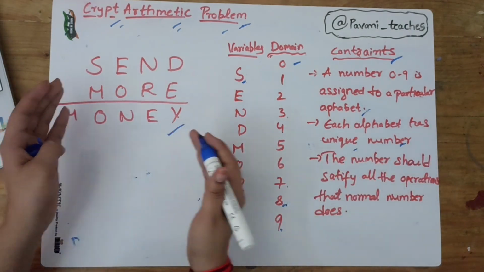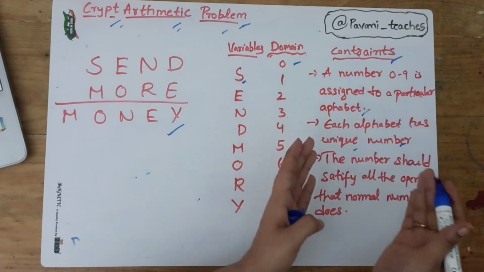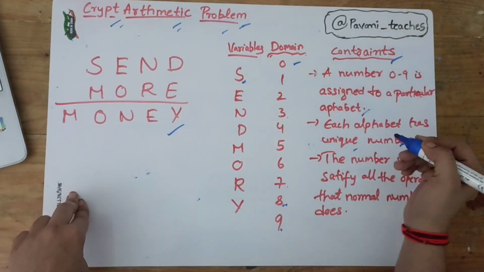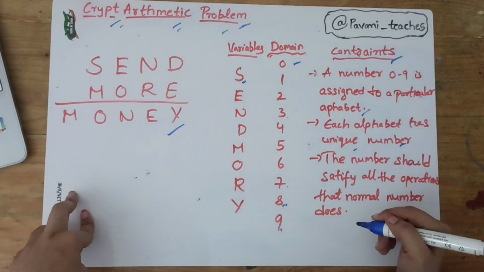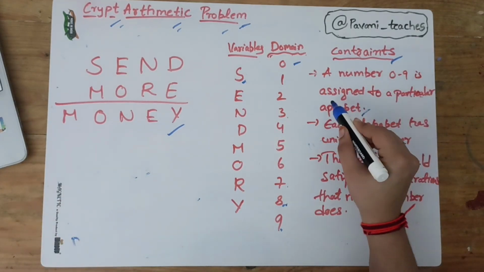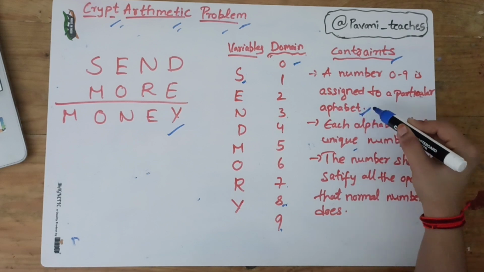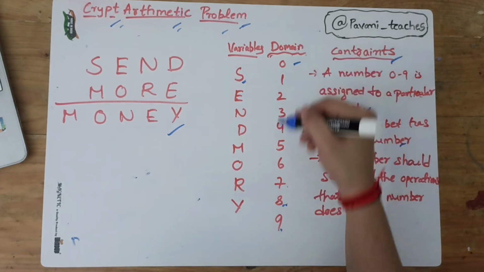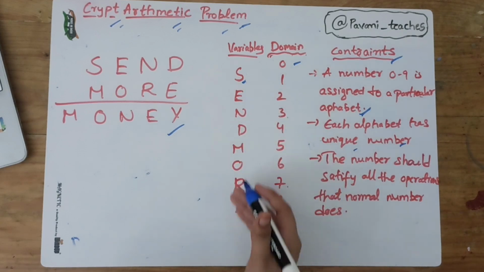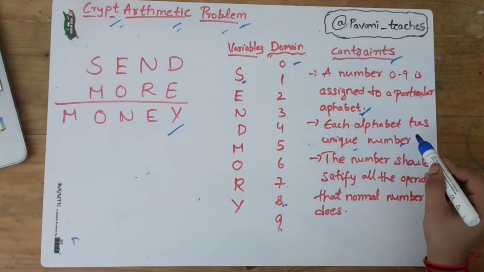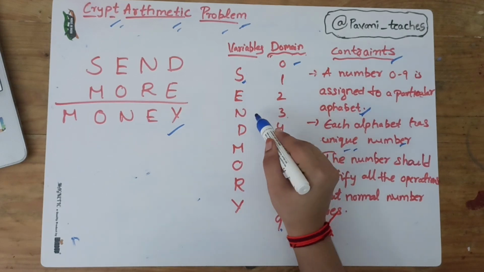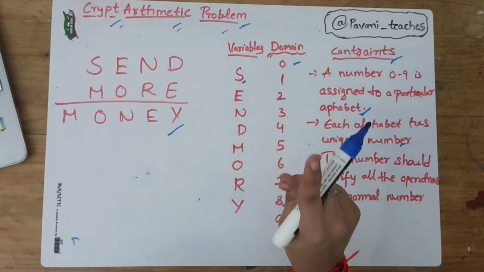To solve this, we'll have variables, domains and constraints. While solving this, we have to follow all the constraints that are given. First, we'll read all the constraints. A number 0 to 9 is assigned to a particular alphabet. That means any one number can be assigned to a letter. Next, each alphabet has a unique number. That means each alphabet should have only one value assigned.